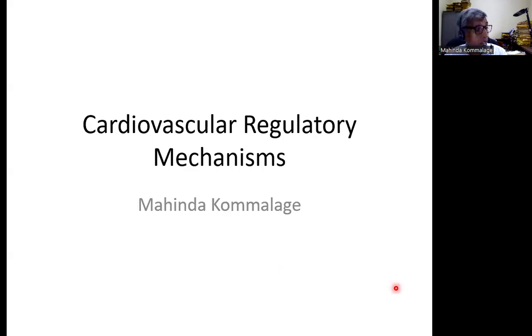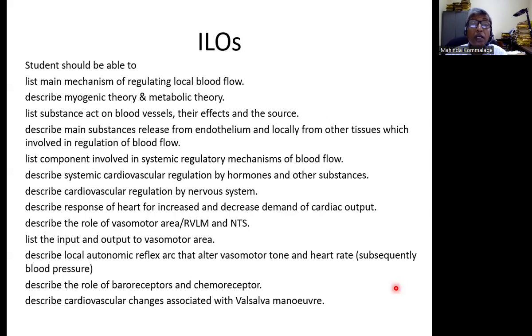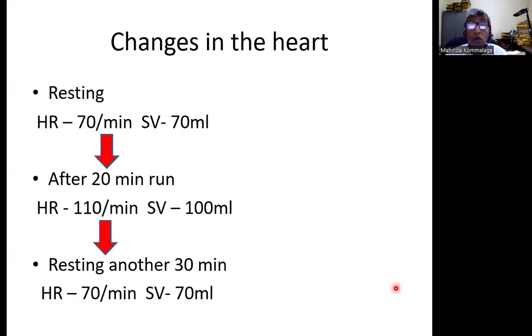Right. So this lecture will be on cardiovascular regulation, a relatively lengthy lecture. Of course, I prepared detailed slides, so you can read some of the slides which I will not describe. These are the ILOs. When we get to the cardiovascular system, you can understand now the purpose is to maintain good blood flow to the tissue, right?